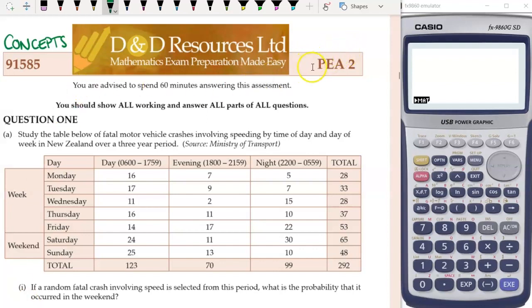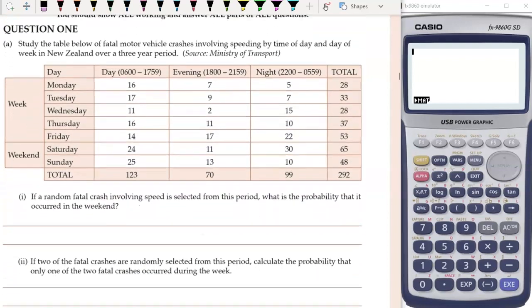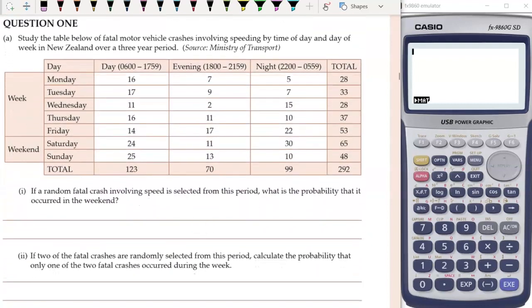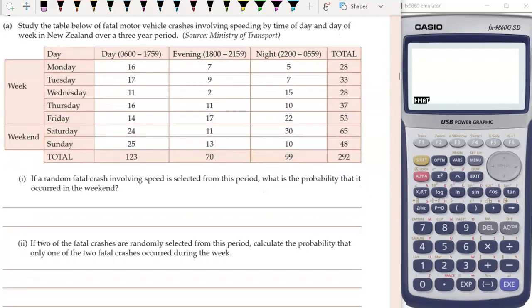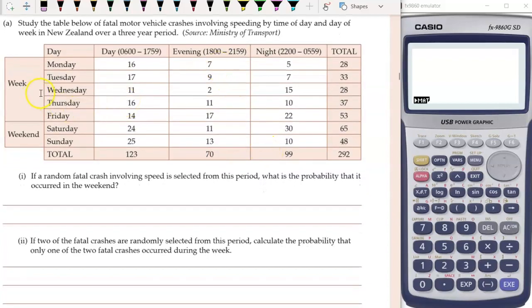So let's get started on this one. It's practice external assessment number 2 from the workbook. Now in question 1, we've been given some information about car crashes, and this was from the Ministry of Transport. We've got all of this information here in this table. We have times that the crashes happened and the days that they happened on.